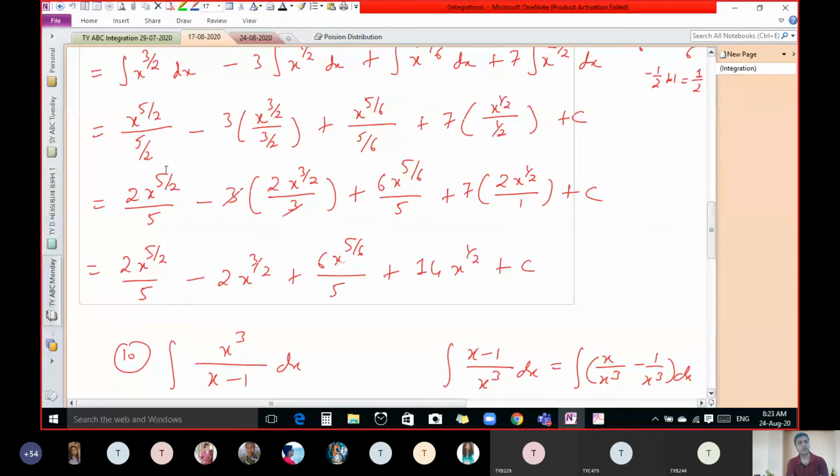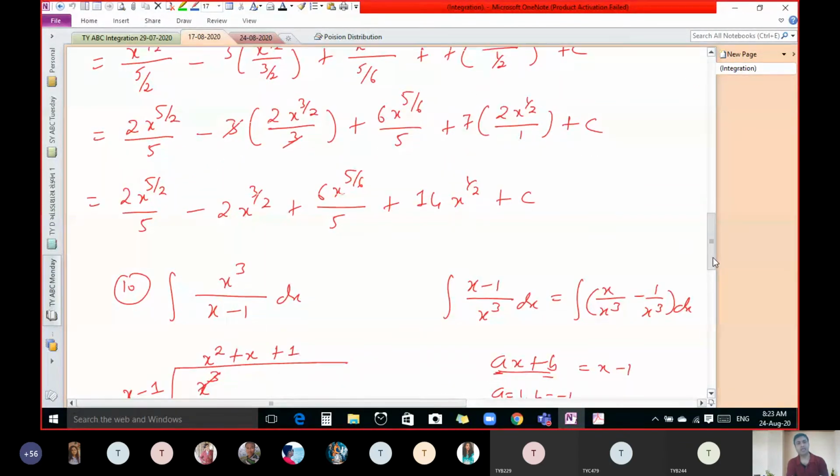Okay, now take this 2 in the numerator: 2x raised to 5 by 2 upon 5. Keeping this 3 as it is, if we take 2 in the numerator, 2 into x raised to 3 by 2 upon 3. Taking 6 in the numerator, 6 into x raised to 5 by 6 upon 5. And if we take 2 in the numerator, keeping 7 as it is, we get 2 into x raised to 1 by 2, and the last term. You can cancel this 3, so we get 2 into x raised to 3 by 2, and 7 twos are 14 into x raised to 1 by 2.